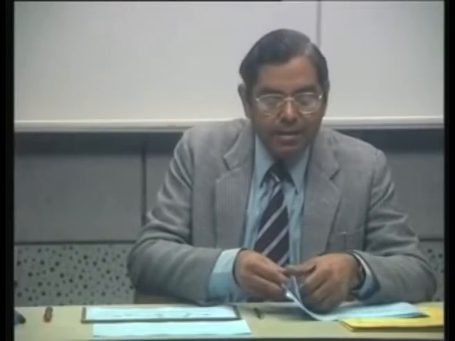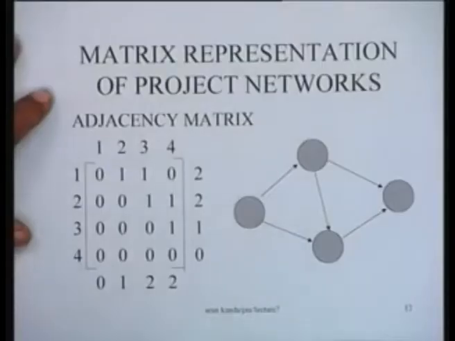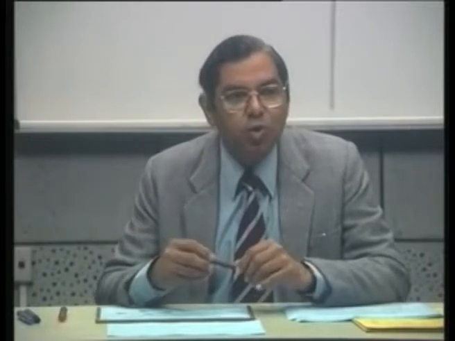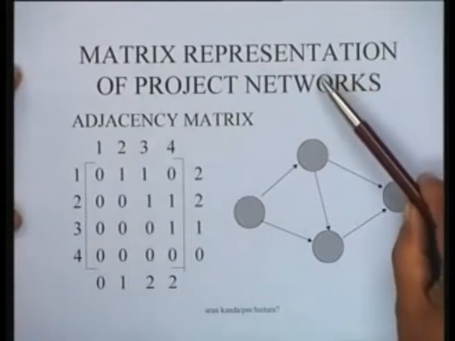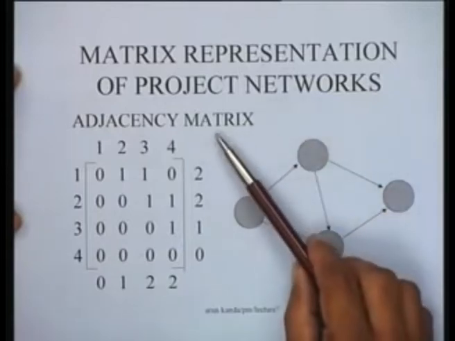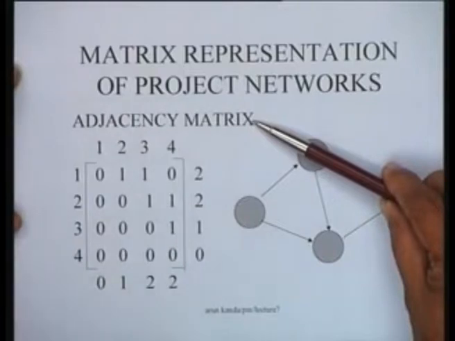Let us now look at the matrix representation of projects. You see, in many computer applications and in other applications, it's not the project network which can be stored as such in the computer, but it is stored conveniently as a matrix. So quite often we have to work on matrices of the project. So we look at some of the common matrix representations of projects. Probably one of the most convenient matrices to represent a project is known as an adjacency matrix.